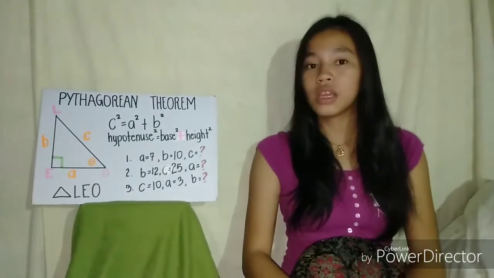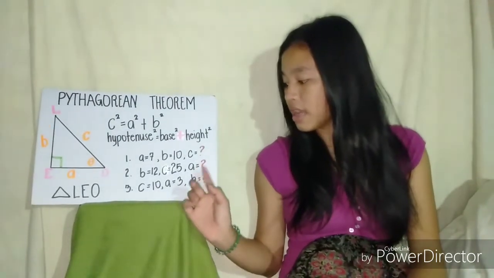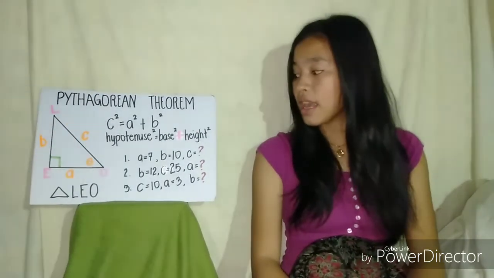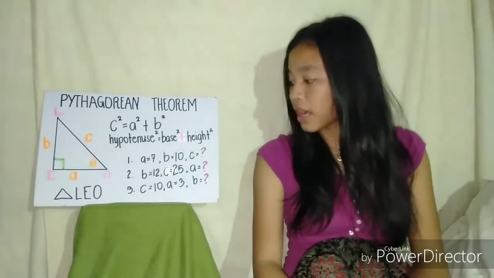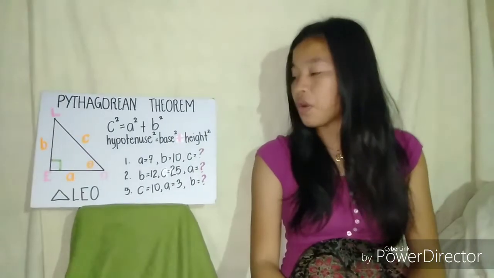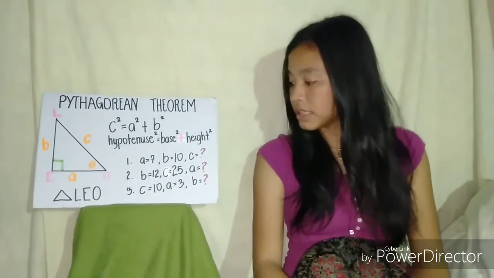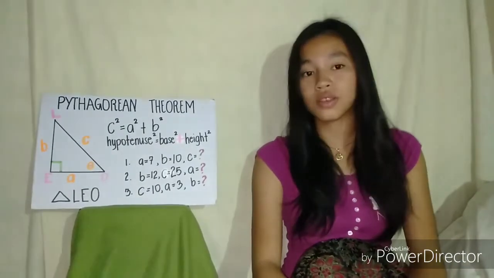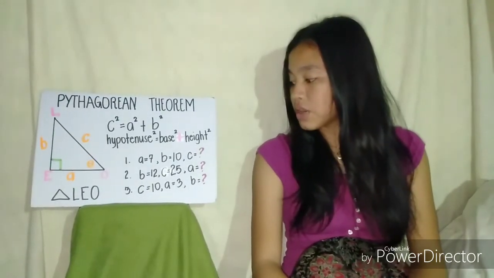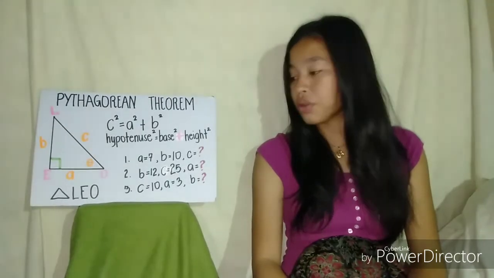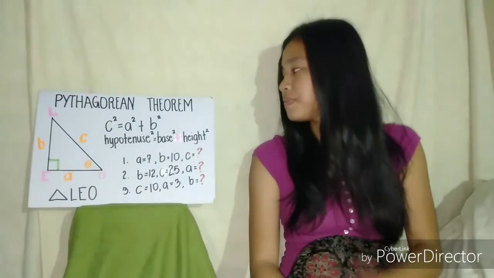We have here three examples, and we need to find the value of C, A, or B. First, the given is A equals 7, B equals 10, and we will find the value of C. Second, B equals 12, C equals 25, and we need to find the value of A. And the third one, C equals 10, A equals 3, and we need to find the value of B.